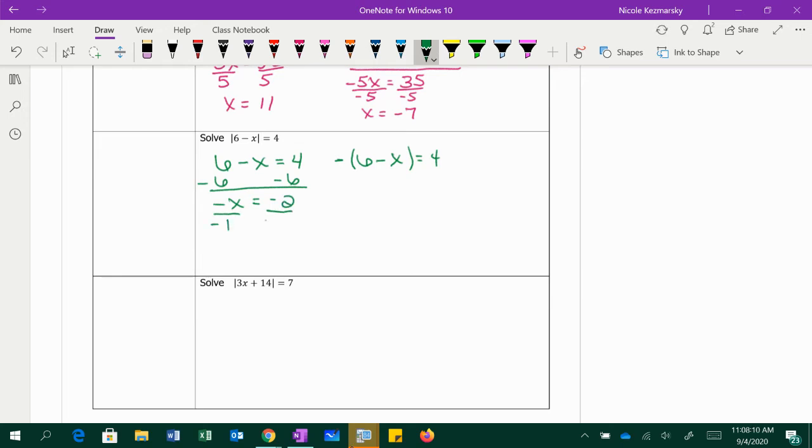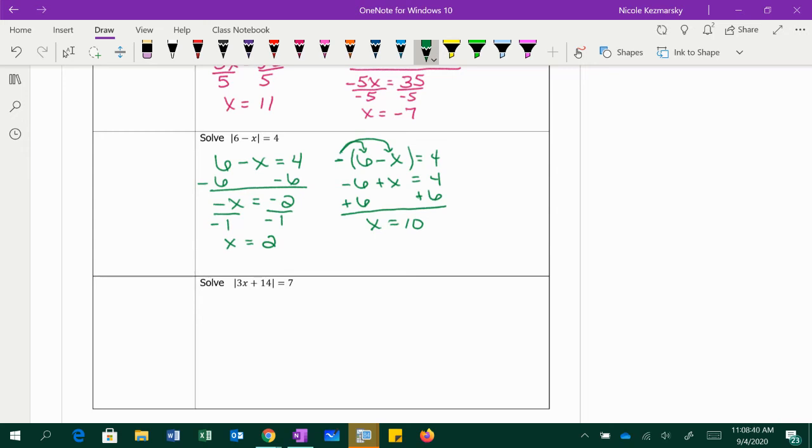Divide by a negative 1, because that's what the negative sign is, and get x equals positive 2. I can distribute the negative sign and get negative 6 plus x equals 4. Add the 6 and get x equals 10. So 2 and 10 are my answers.